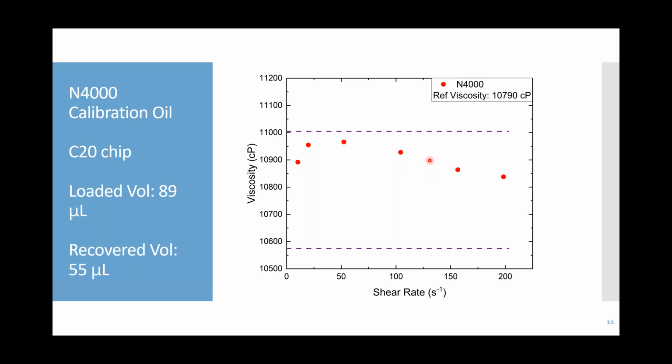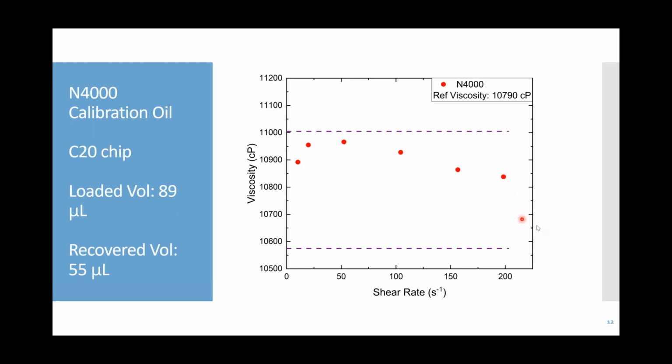Oils are typically Newtonian, and this oil has the viscosity of about 11,000 centipoise at 25 degrees C. The percentage difference between the highest and lowest viscosity data is less than 1%. So it shows that the data is very accurate, and it is still less than 1%, indicating the high repeatability of our measurement. As I mentioned, for this test, a C20 chip was used.